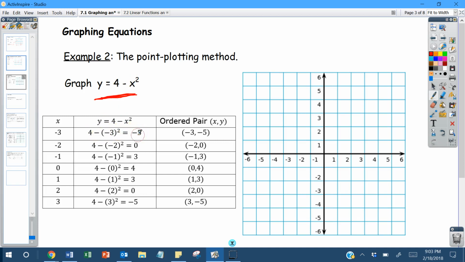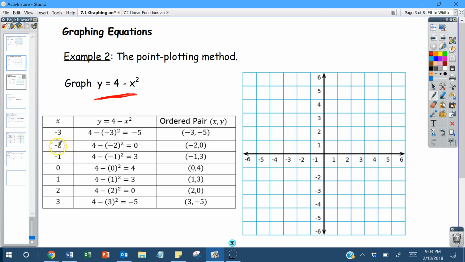And I'm going to do this for each one of my x's. So again, what I'm doing is picking out the x values, in this case -3. I'm plugging it in for x, and then I'm seeing what y is equal to. So y is equal to 4 minus x squared. In this case, it's -5. So that gives me an ordered pair -3, -5. So I stuck -3 in, and -5 came out. That's kind of how that works.